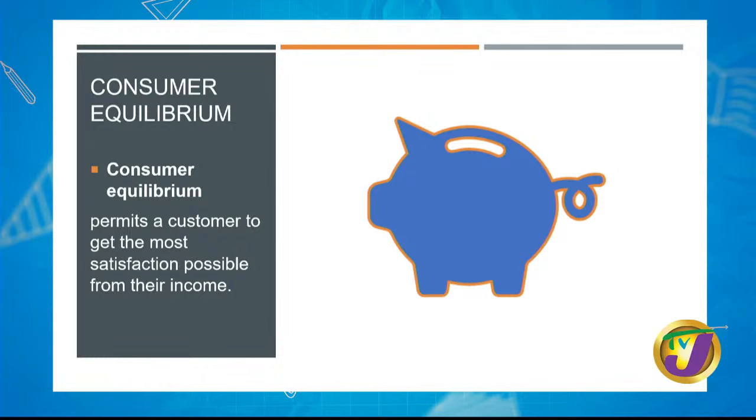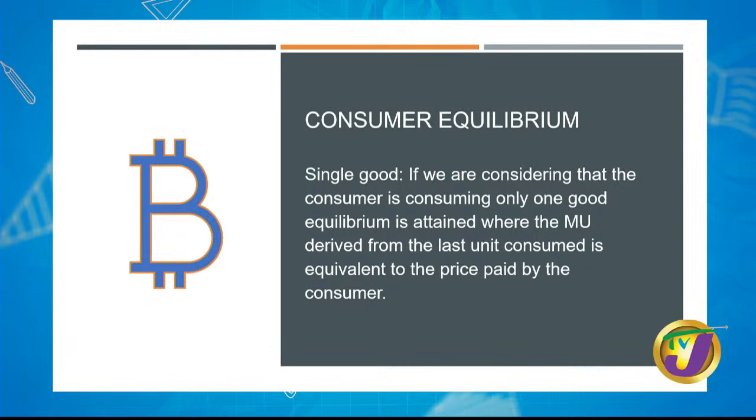Another term we want to look at is the consumer equilibrium. And this permits the consumer to get the most satisfaction possible from their income, right? We'll look a little bit more at that. So when we think of a consumer who is purchasing a single good, if they're only consuming one good, they are in equilibrium when MU, or marginal utility, derived from the last unit consumed is equal to the price paid by the consumer. So when the MU from the last unit of the good you use is equal to the price, you're in equilibrium.